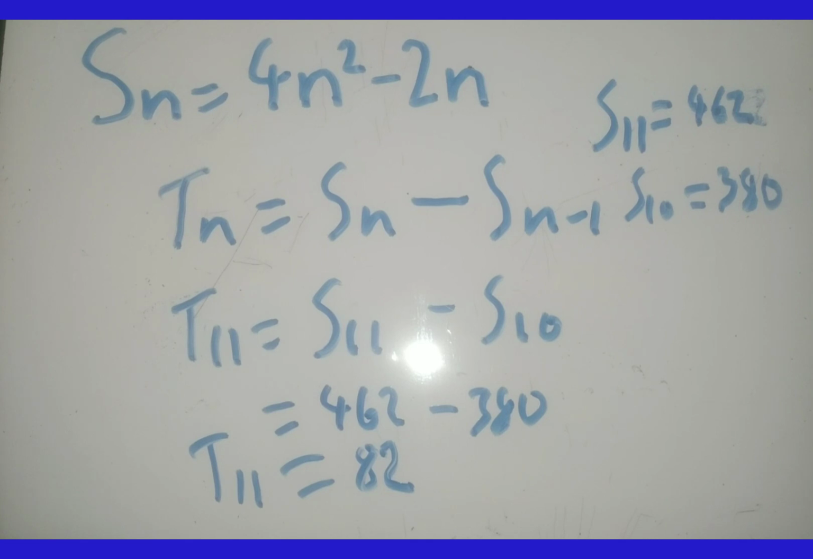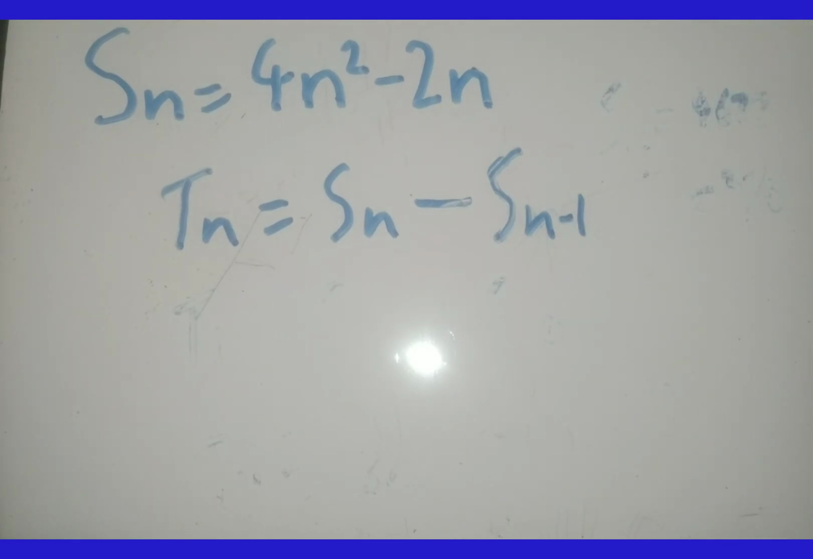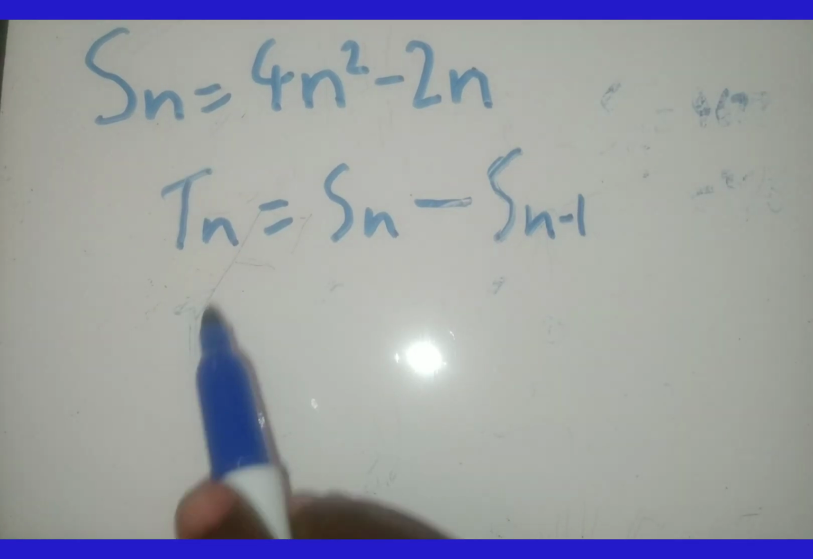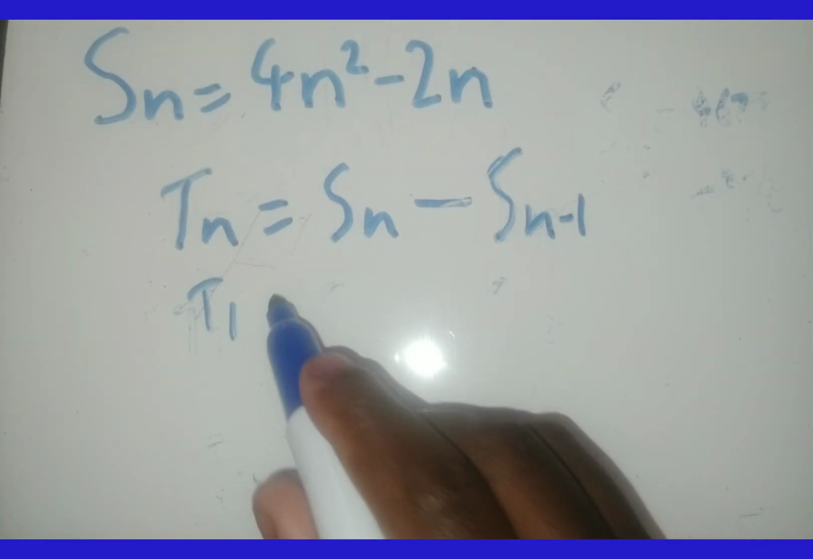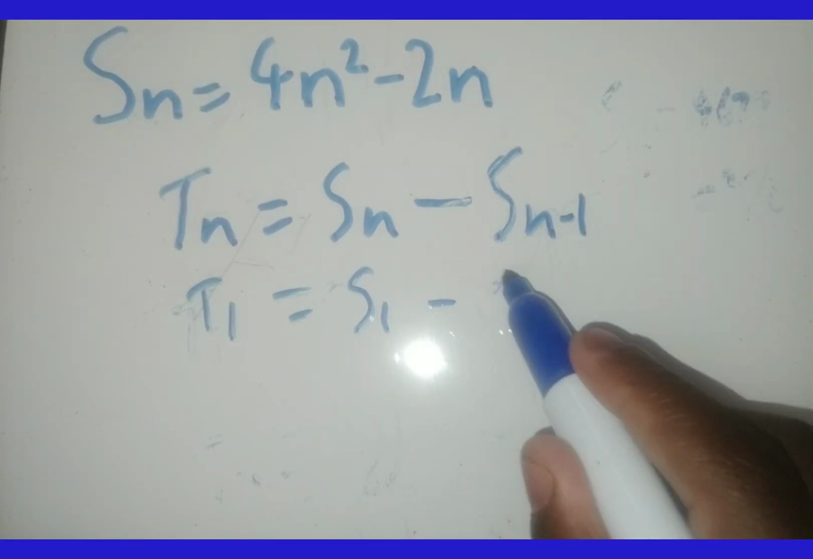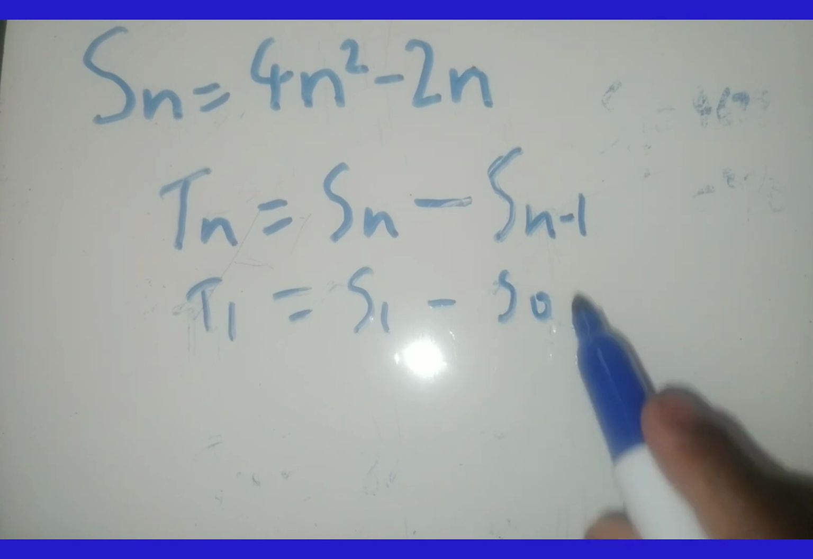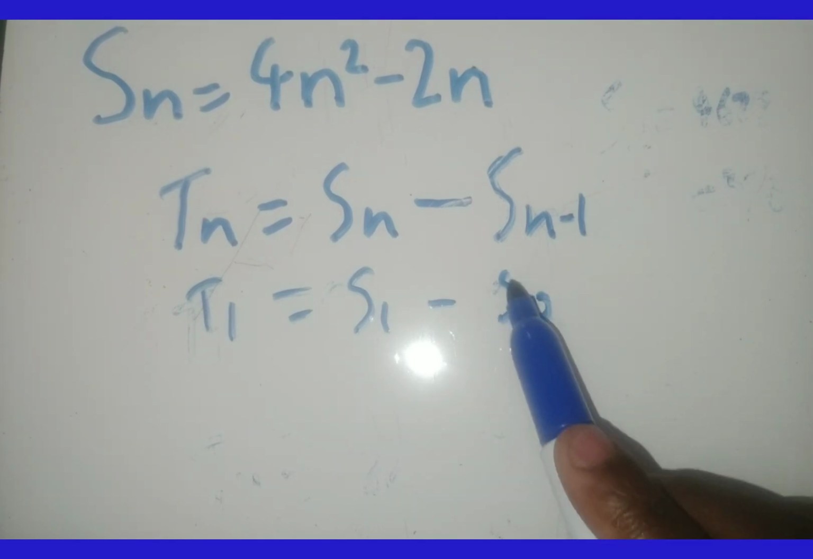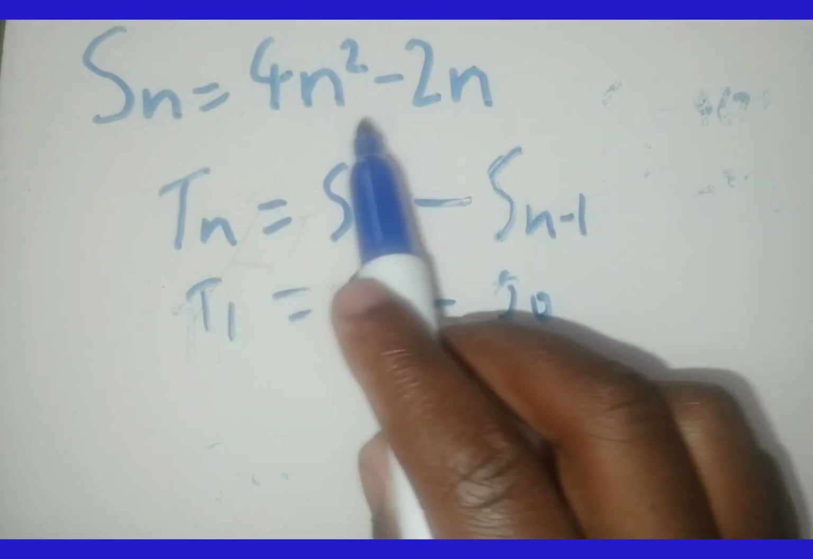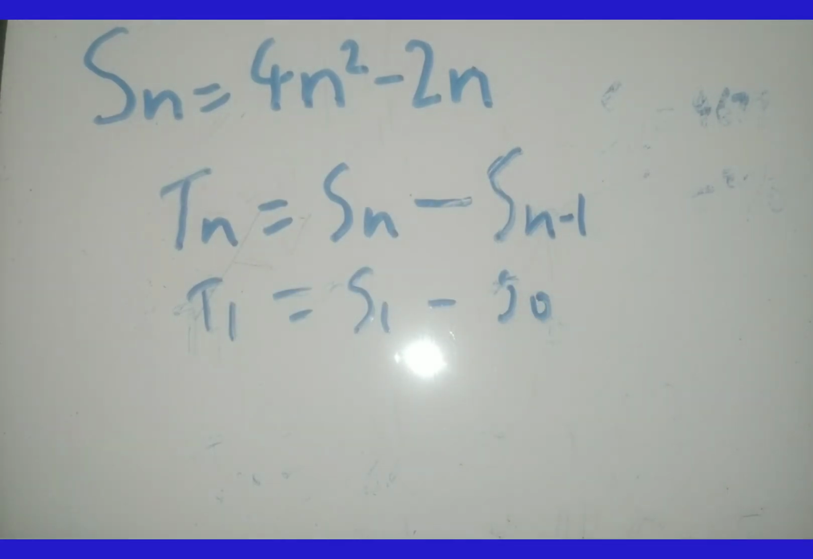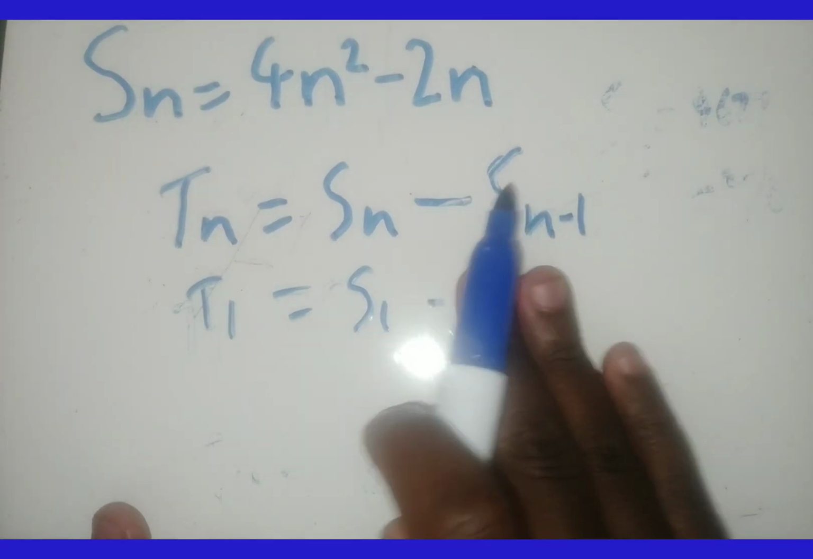So we found T11. Now let's say they ask us to find the first three terms. You just find it the same way, right? If they say find the first three terms, we're going to use this formula. But for T1, if we use this formula, T1 would be S1 minus S0, but we're not going to do this. I'm just showing you there's no use, because the sum of zero terms, if I substitute zero there, the whole thing becomes zero, right? So if you want to find T1, T1 and S1 are the same.